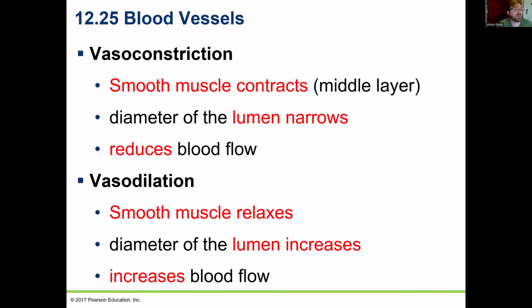Now, I mentioned how your arterial system is going to help you control your blood pressure. And I mentioned vasoconstriction as well as vasodilation. Vasoconstriction is going to be contractions of the smooth muscle, which is going to narrow the lumen and reduce blood flow through an area. Vasodilation is going to be relaxation of that smooth muscle layer, which will in turn increase the lumen, and that is going to encourage and increase blood flow.